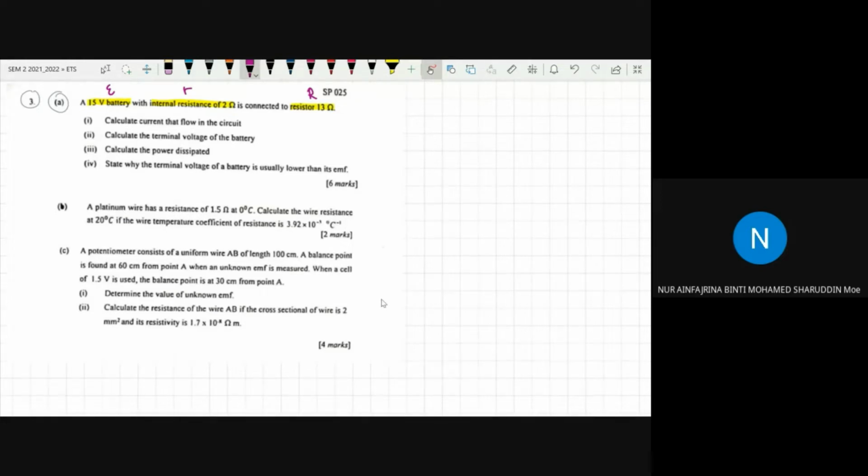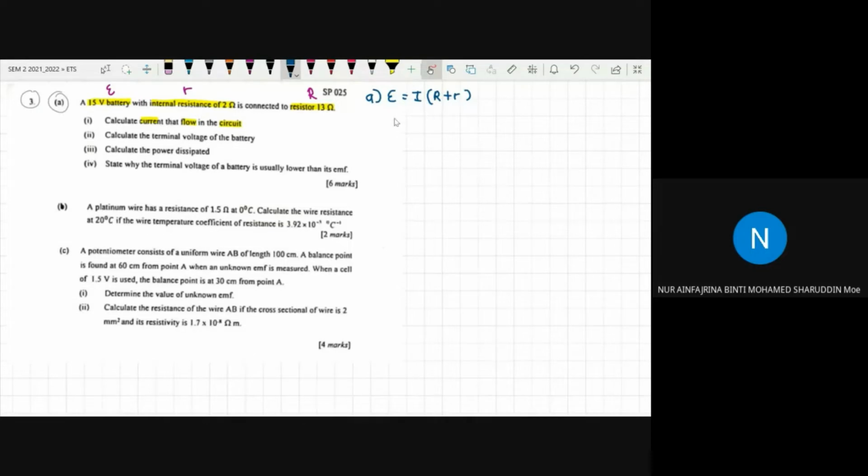Okay, the first question. Calculate current that flow in the circuit. Okay, so what formula should we use to calculate the current flow in the circuit? Anyone? Nak pakai formula apa tu? Itu I equals EMF over R plus r. Very good. R plus r.